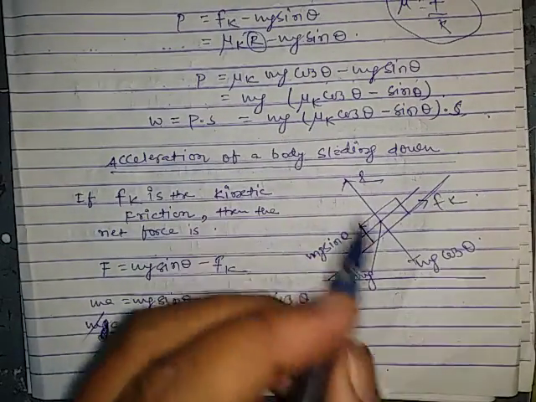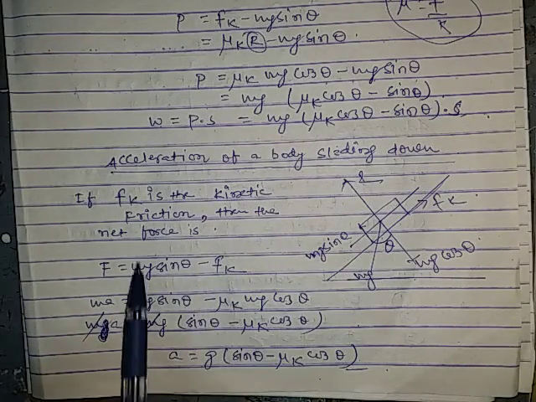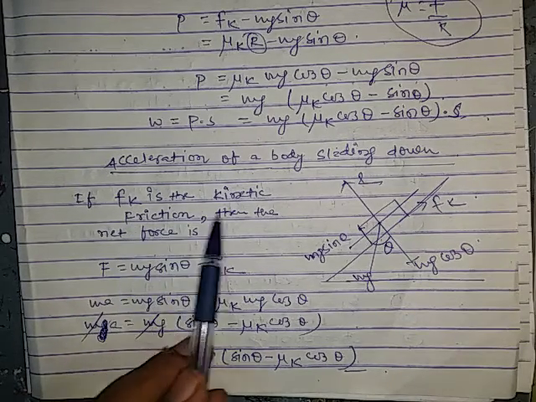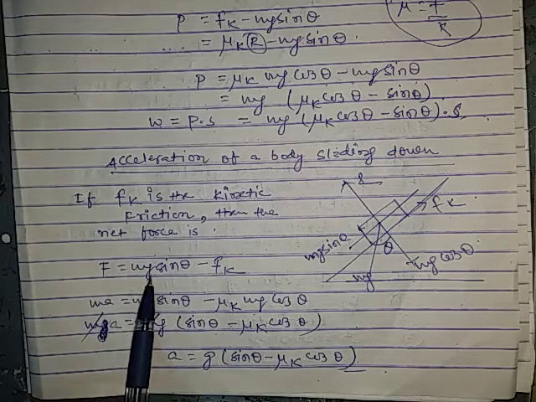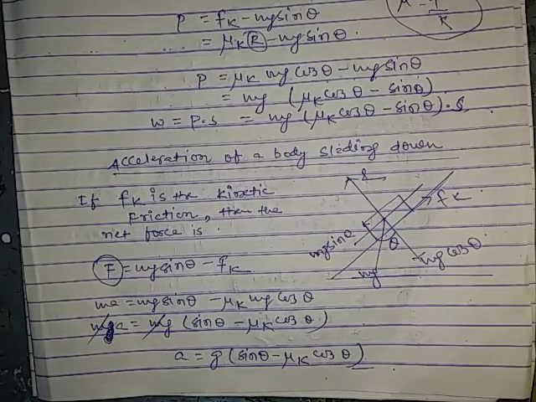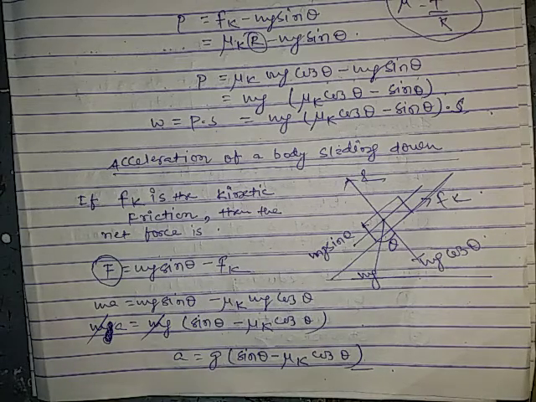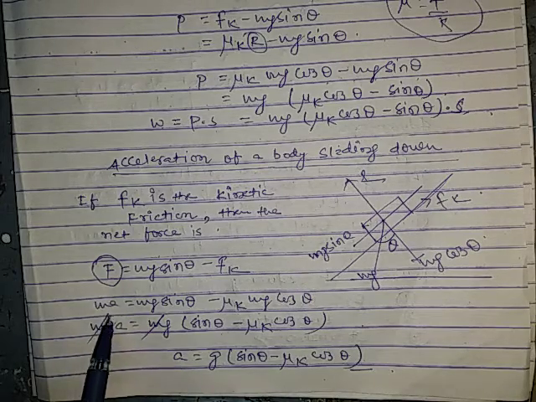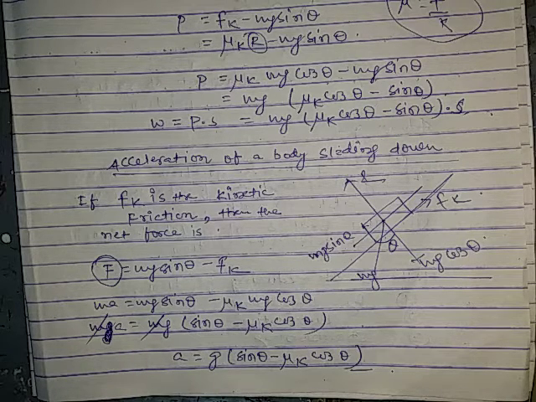Now the second one is the acceleration of a body sliding down. The figure is similar, the angle is theta. If Fk is the kinetic friction, then the net force is F equal to mg sin theta minus Fk. In place of Fk we put mu k R, and R is equal to mg cos theta.